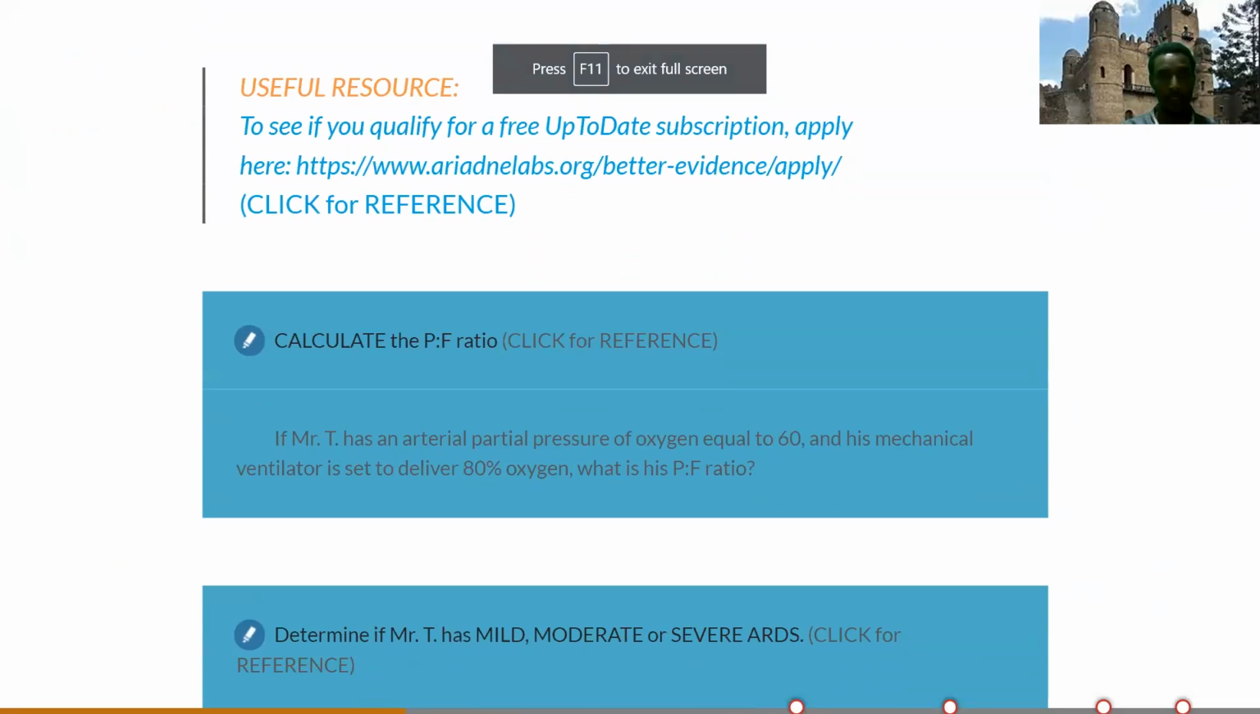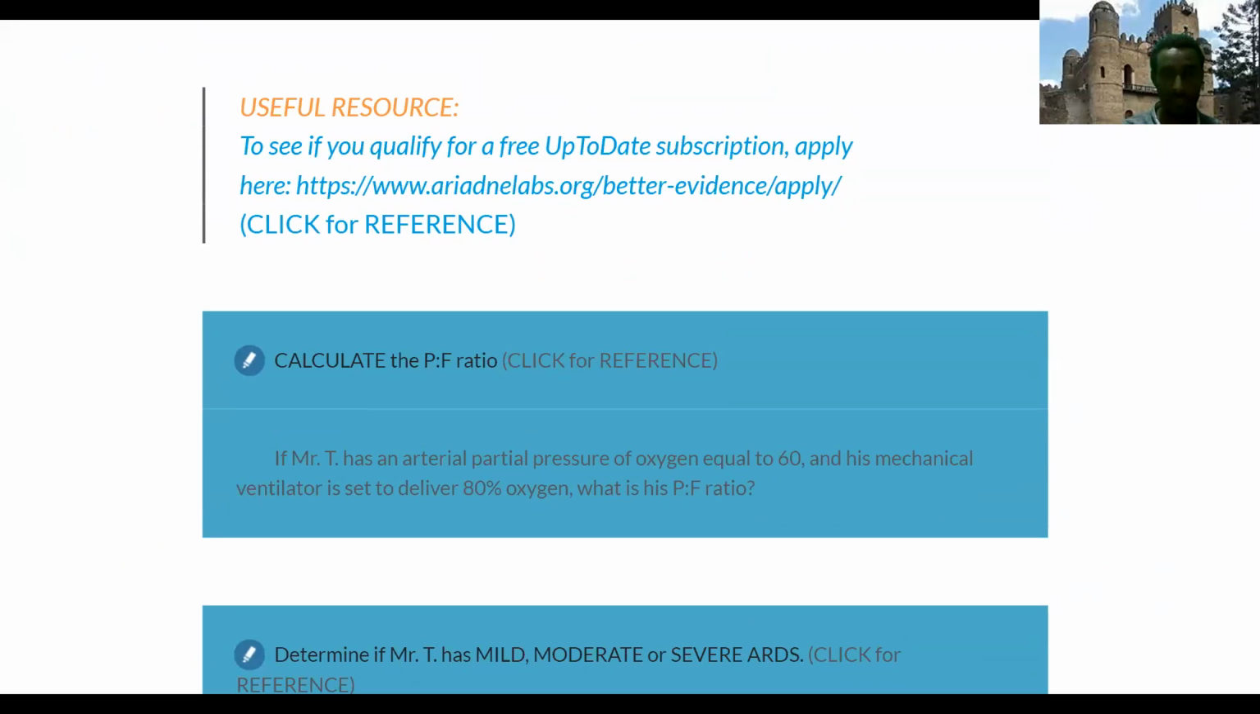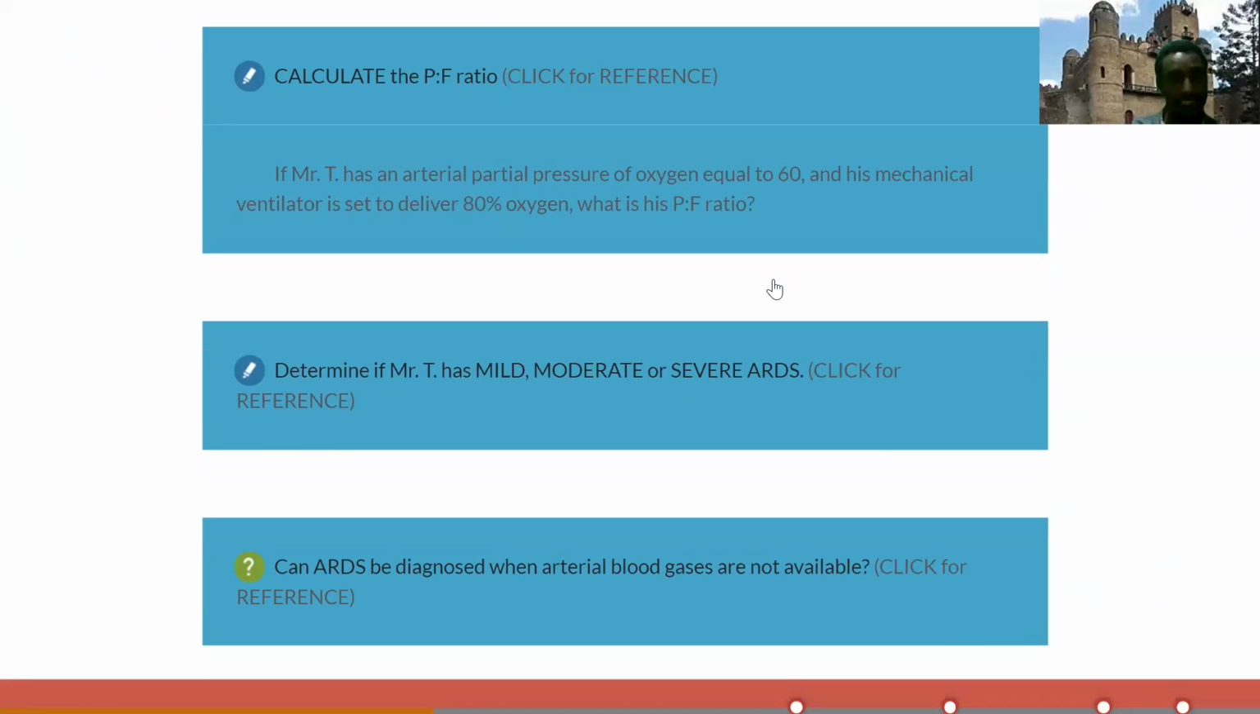So you have a case here to exercise how to calculate the PaO2/FiO2 ratio. If Mr. T has an arterial partial pressure of oxygen equal to 60 mmHg on your arterial blood gas analysis, and your mechanical ventilator is set to deliver 80% oxygen, what is his PF ratio, or the PaO2/FiO2 ratio? You have 30 seconds. Calculate and write your answers in the chat box.